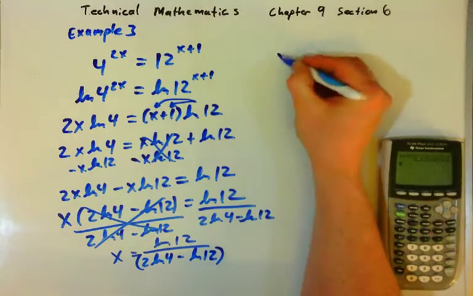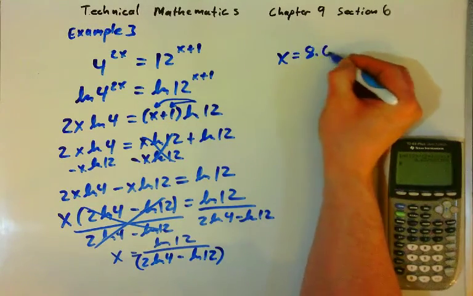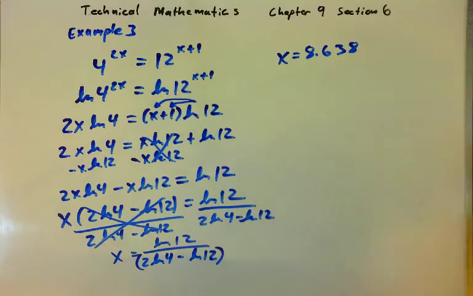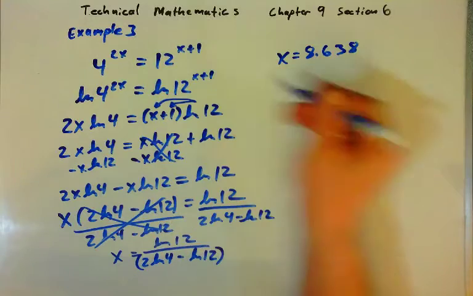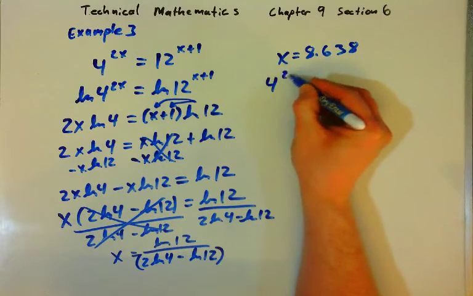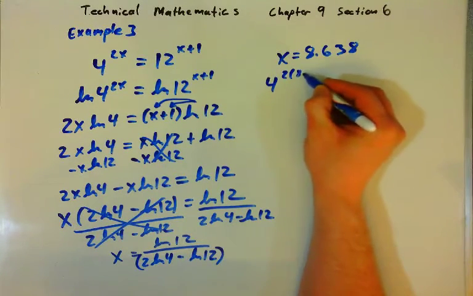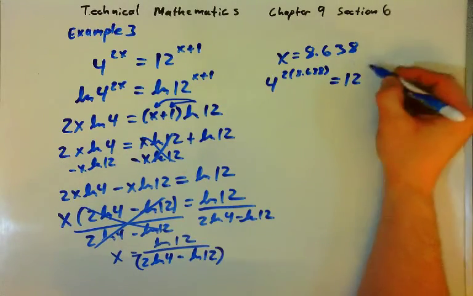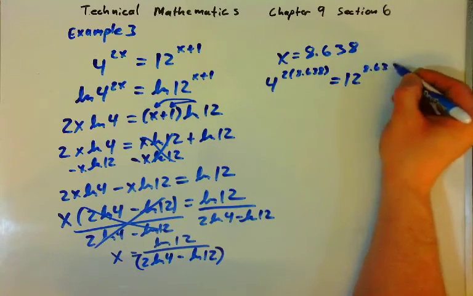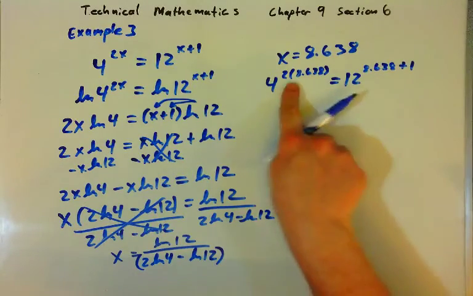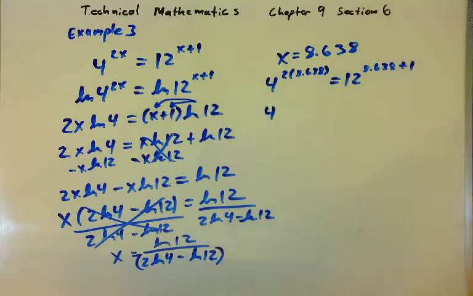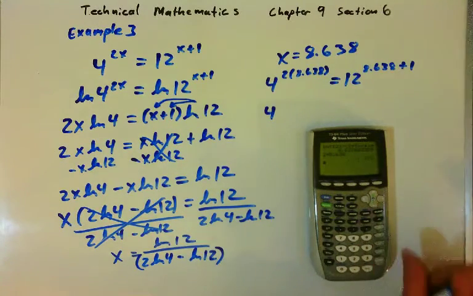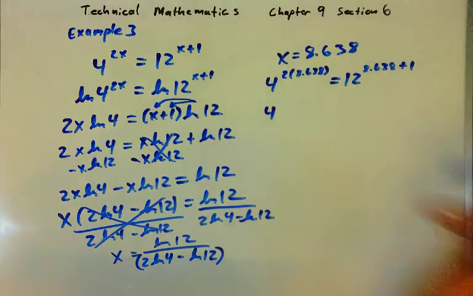And we get that x is equal to 8.638. Always a good idea to check our answer. So let's plug this value back into the original equation. We have 4 to the 2 times x, which is 8.638, close parentheses, equals 12 to the x, which again is 8.638, plus 1 power. And so let's work out the exponents first. 4 to the 2 times 8.638, which is 17.276.